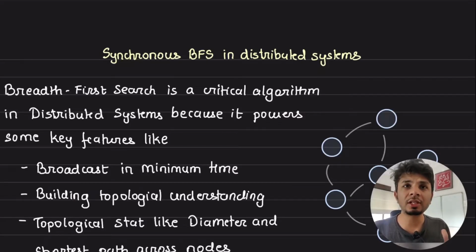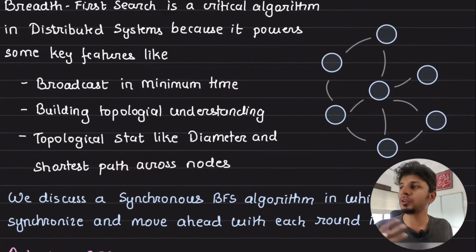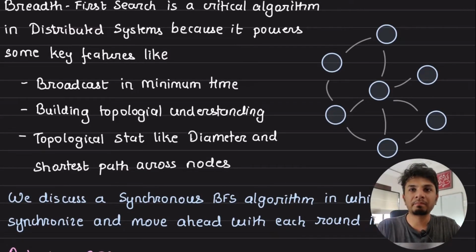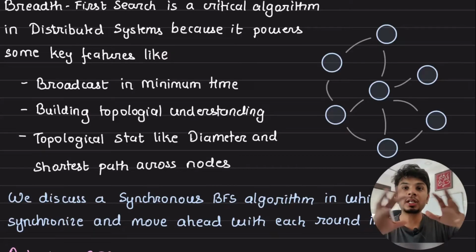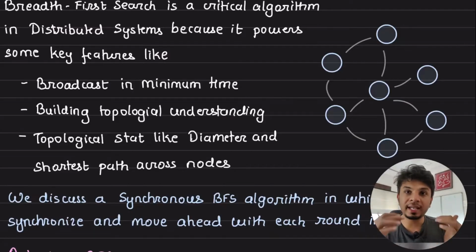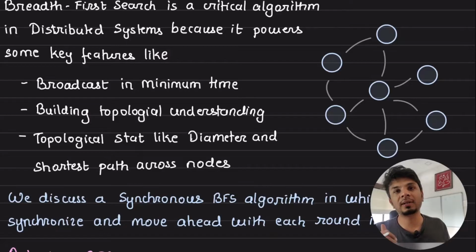So breadth-first search is a very critical algorithm in any distributed system because it powers some of the key features that we need. For example, if you'd want to broadcast a message in a minimum amount of time, breadth-first search comes into play. When you'd want to build a topological understanding of your network, breadth-first search comes into play. When you'd want to compute stats about your network, for example, how big your network is, or what the diameter of your network is, then again breadth-first search traversal comes into play.